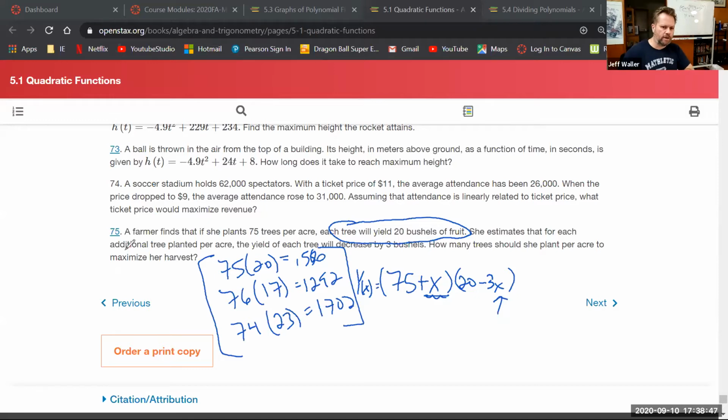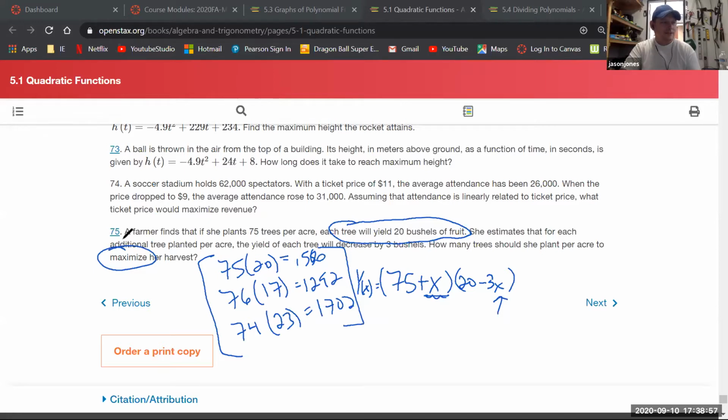So how do I maximize the harvest? I make a wicker man. No. How do you maximize? Find the vertex.